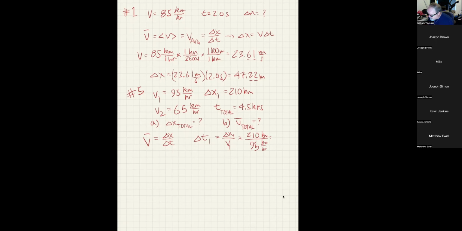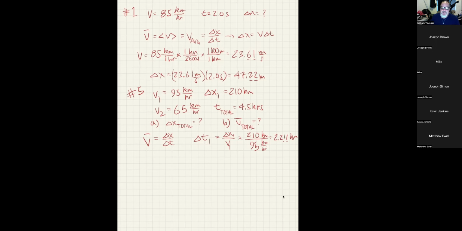That gives me 2.21053. And that turns out to be just plain hours. And notice I have, in fact, 2 extra sig figs that I carried there, the 2 ones. It's actually 1058, but I had to round that to 1. All right, so that's how many hours the first leg of the trip took.